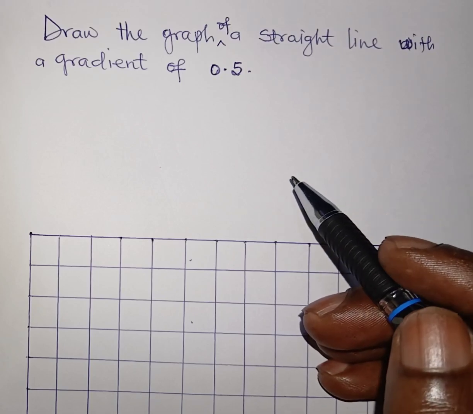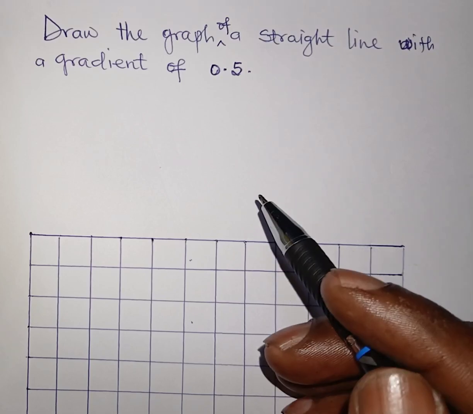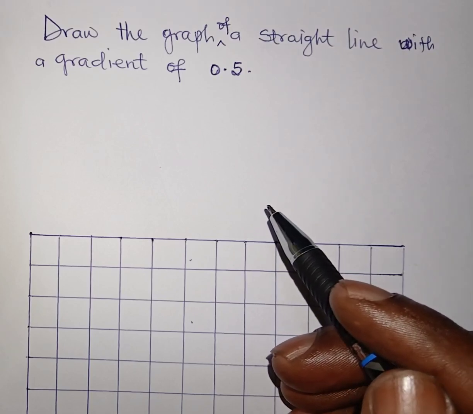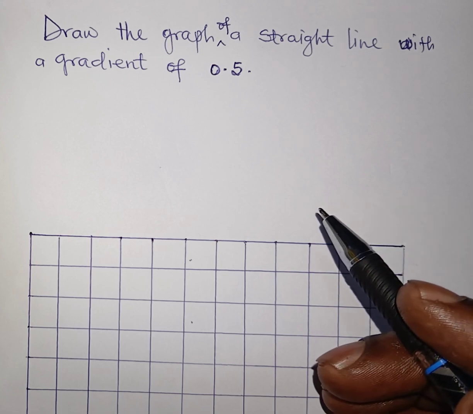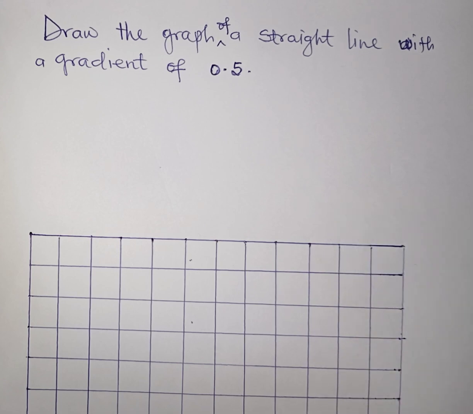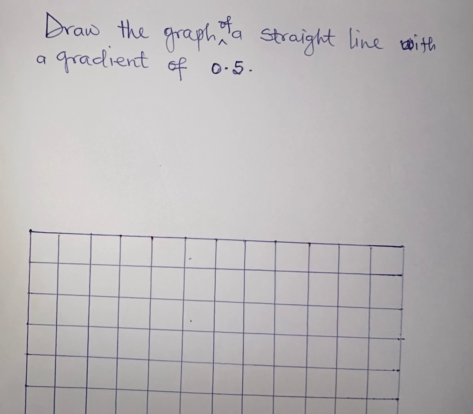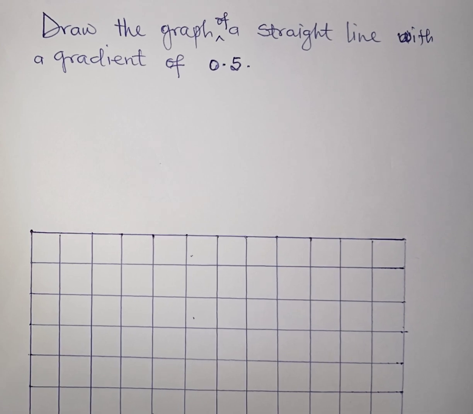So for this one, you are given only the gradient. In all the examples that we looked at previously, you were given the equation to draw the graph, or you were given 2 points and a gradient. This time you are given only the gradient. So when you are given the gradient, how are you going to draw it? Let's quickly look at how we can do that.